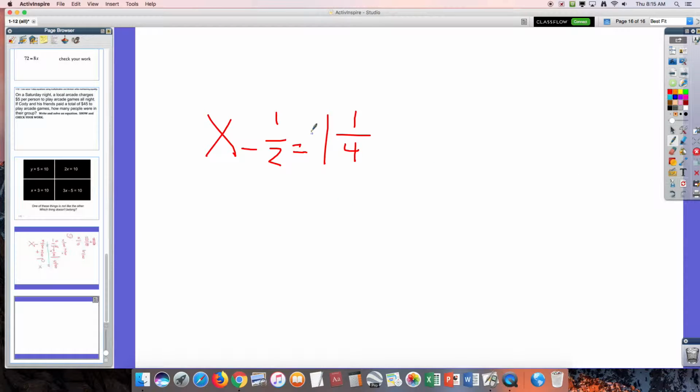What's happening to X? It's being subtracted. And so what were we going to do? The inverse of that is? Plus. Absolutely.